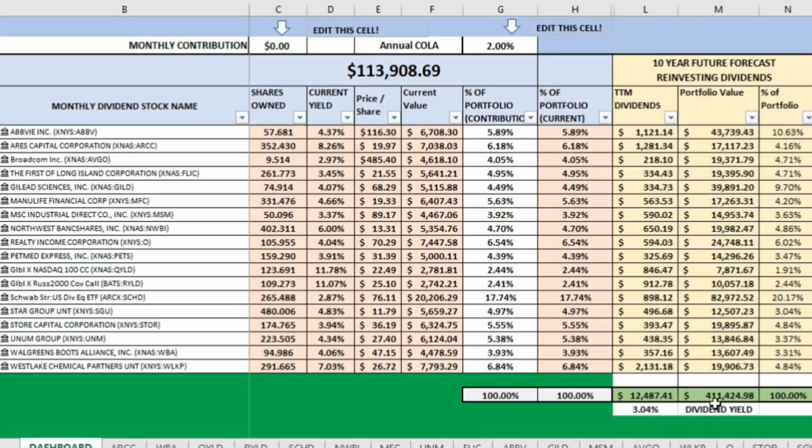113 to 411. And currently, I believe my dividends are like $5,000 annually, $6,000 annually. It'd be $12,487 now. That right there, plainly spoken, is the power of dividend investing. Dividends can outperform, especially in sideways markets or declining markets, as long as dividends continue to be paid.